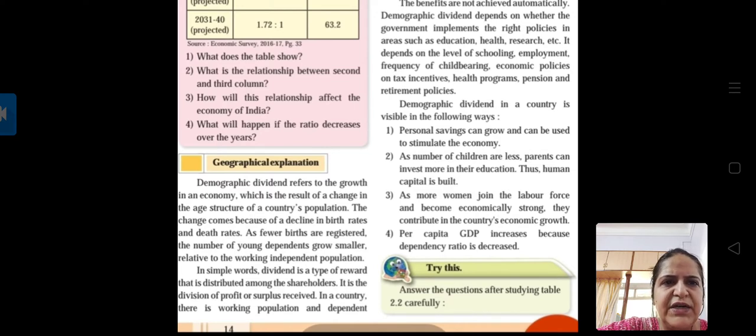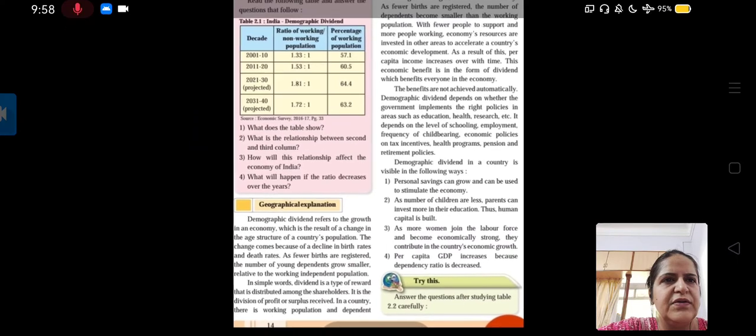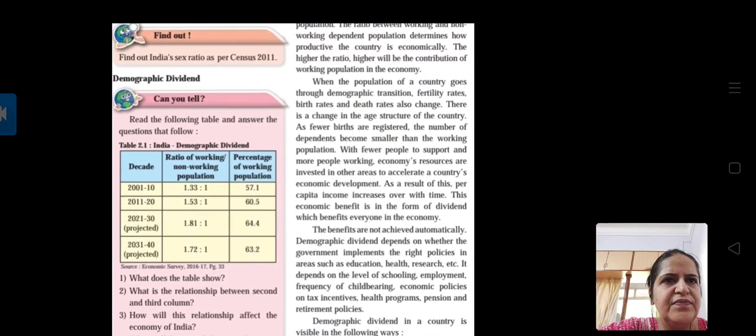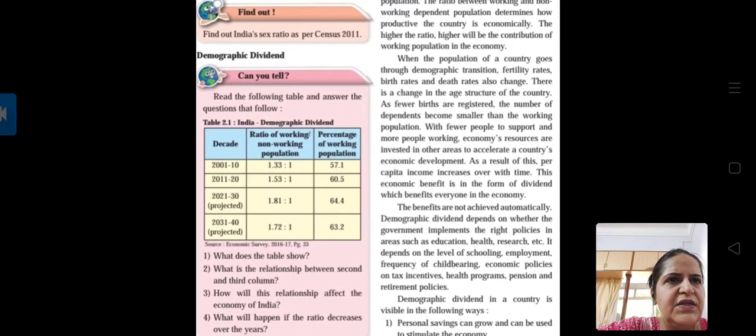The number of young dependents grows smaller relative to the working independent population. Dividend is a type of reward that is distributed among shareholders, if connected in economic terms. It is a division of profit or surplus received. In a country there is a working population and a dependent population. The ratio between working and non-working dependent population determines how productive the country is economically.